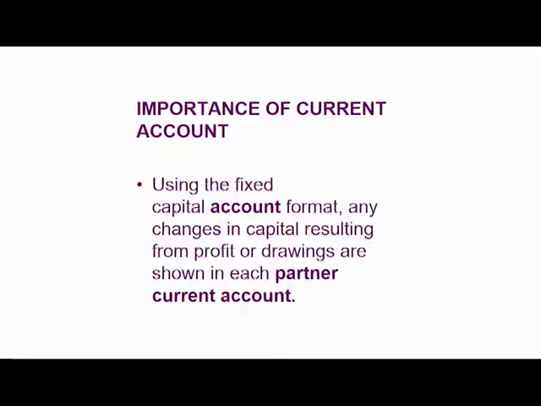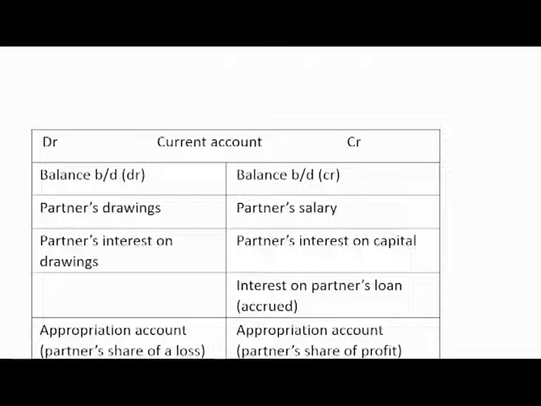Importance of the current account. The current account is an account for individual partners. So whatever money or spending they are getting or paying out, they also have their own account. Using the fixed capital account format, any changes in the capital resulting from profit or drawings are shown on the partner's current account. This is the partner's current account. As you can already see on the credit side, this is the personal account for one of the partners. So, balance brought down on the credit side.